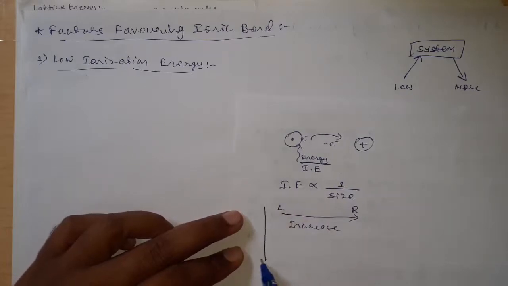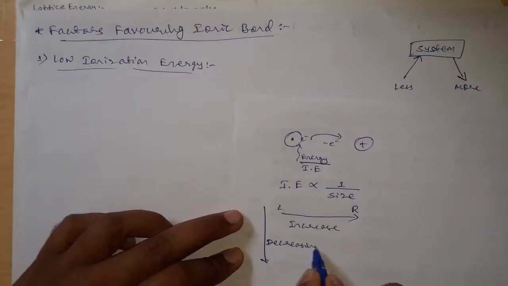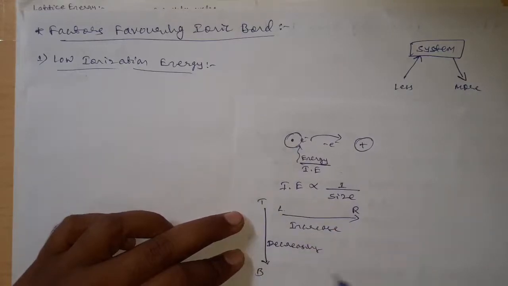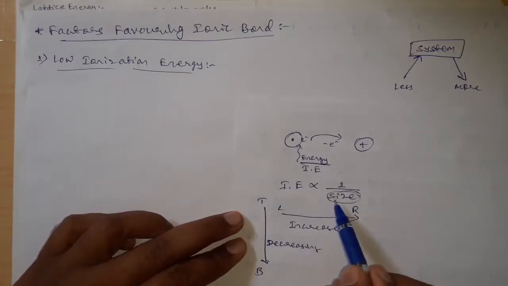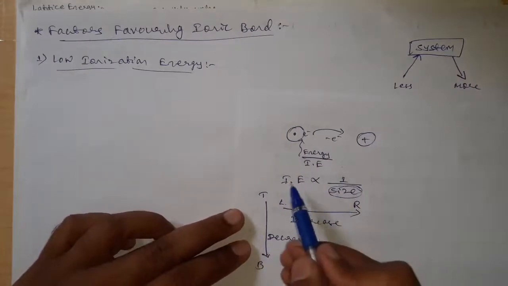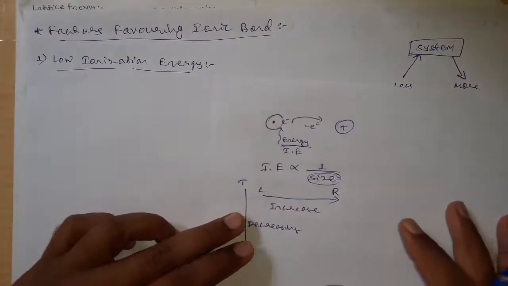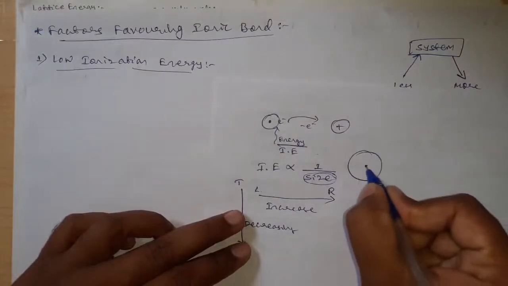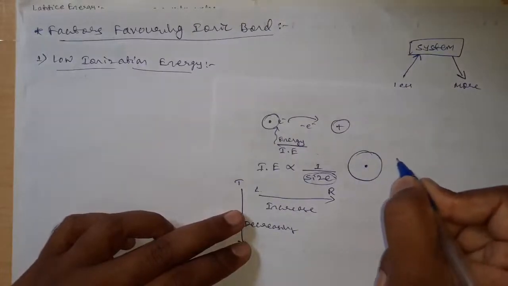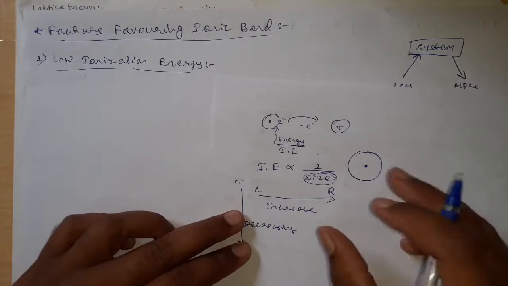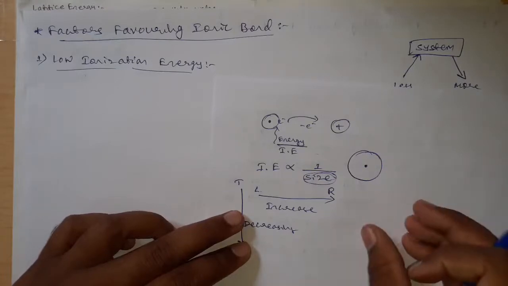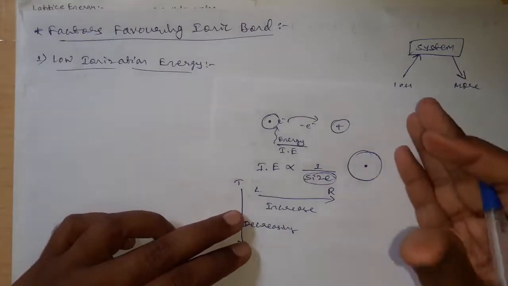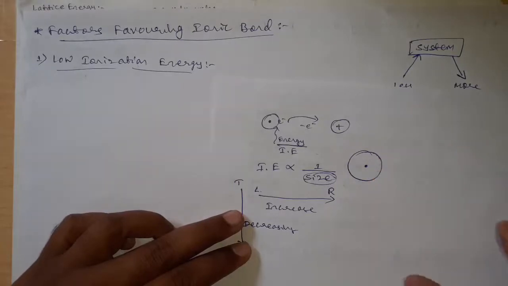Then in the periodic table, the ionization energy is decreasing from top to bottom. Why? Because from top to bottom, the size goes on increasing. Then if the size increases, automatically the ionization energy decreases. Why is it happening? If the size is large, then the attraction between the nucleus and the outgoing electron is less. Then to remove that electron, we require only less amount of energy. And if the size is small, then the attraction is more. Then to remove that electron, we should supply high amount of energy.